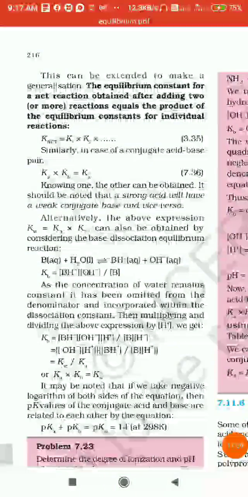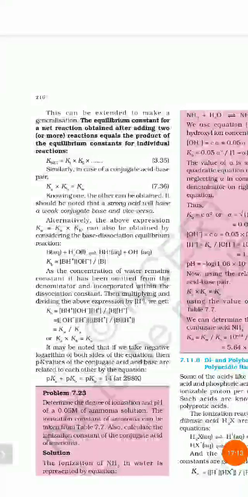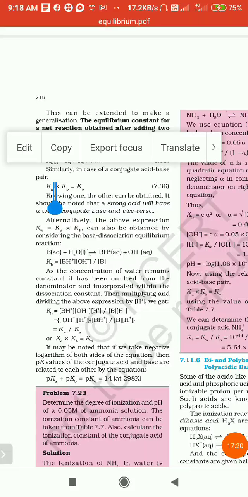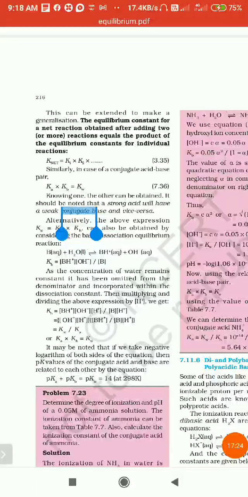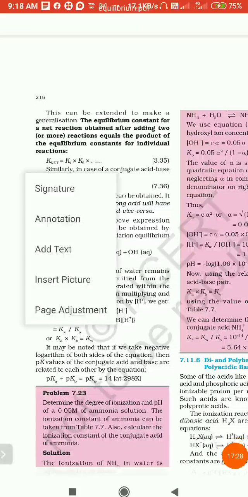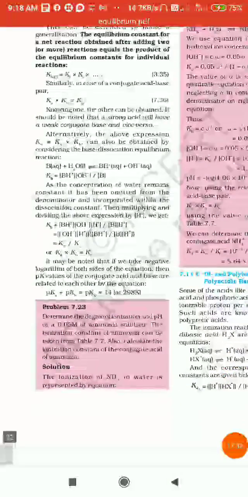Right? Another example is given here: the dissociation constant for a base. How are you able to calculate it when a base dissociates? The same way you calculated here, the same formulas you use. The dissociation constant for acid and base, Ka into Kb, is equal to Kw for the overall reaction.